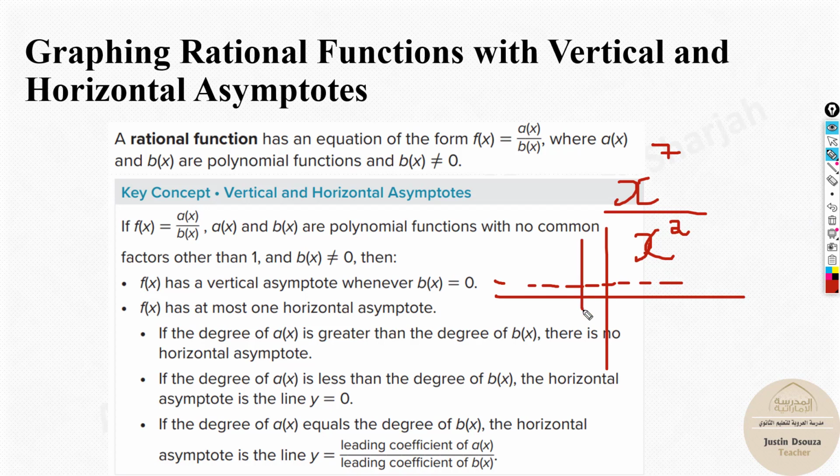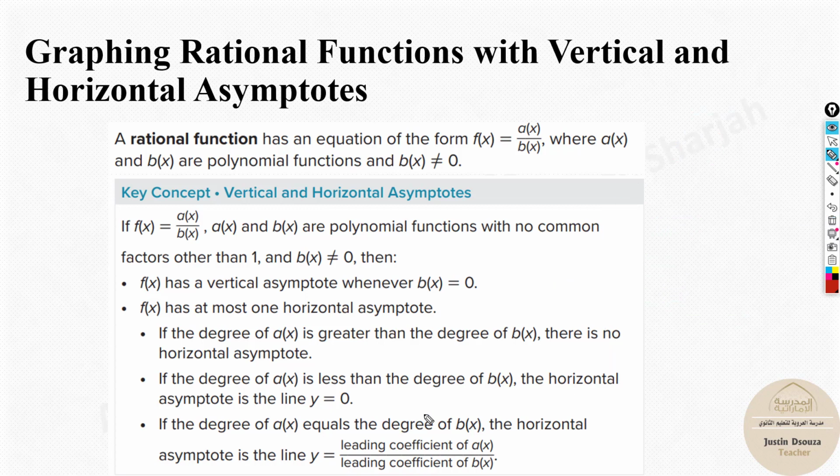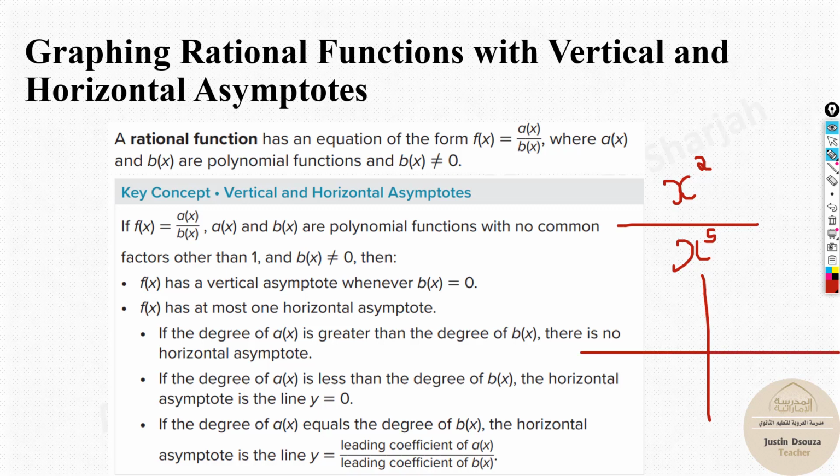If this is the axis, there is no horizontal asymptote. It's only vertical. Now, the second condition: if the degree of the numerator is less than the denominator, say this is 5, then no matter what, the horizontal asymptote will be at y equals 0. This is condition 2.